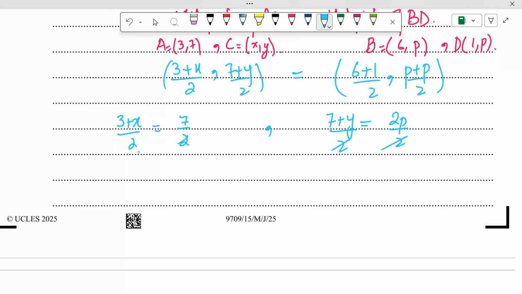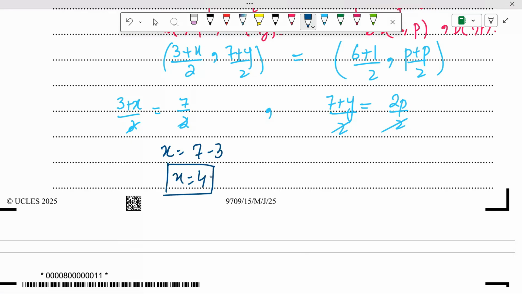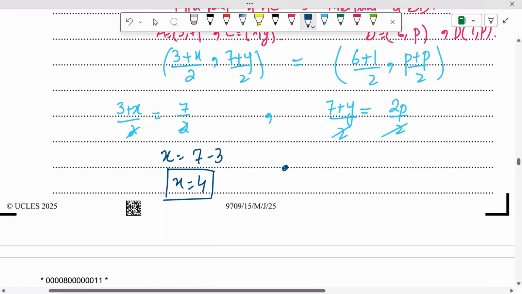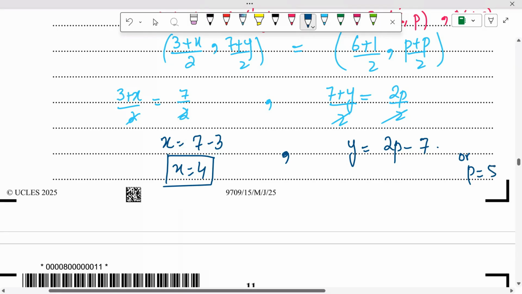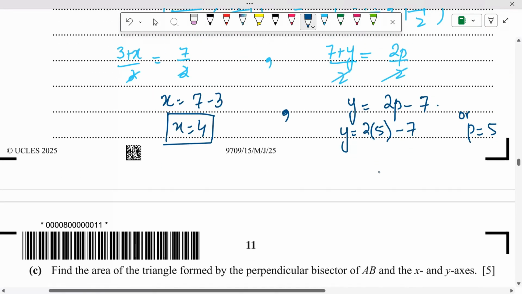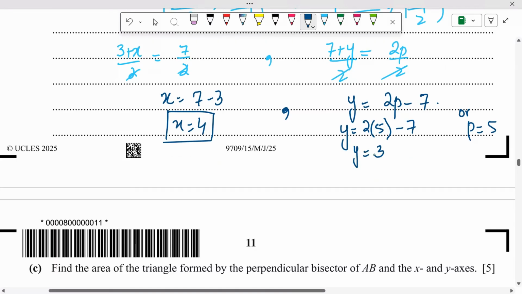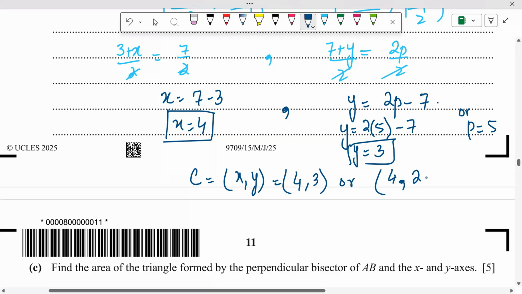The 2 will be cancelled out, and we will have x is equal to 7 minus 3, which is x equals 4. So we have the x coordinate of C, which is 4, and comparing the y coordinate, we will have y is equal to 2p minus 7. If p is equal to 5, we will have y is equal to 2 times 5 minus 7, and this is equal to 3. So we have the coordinate C, which is (x, y), equal to (4, 3), or (4, 2p minus 7).